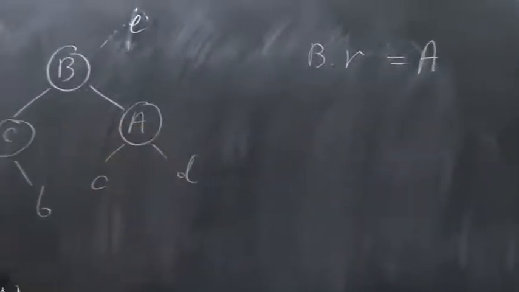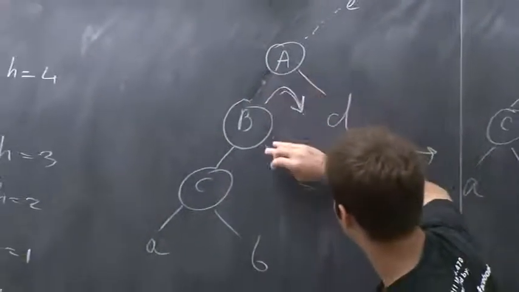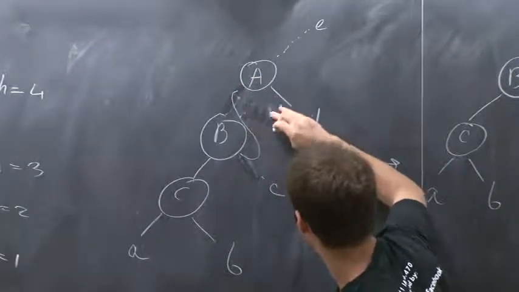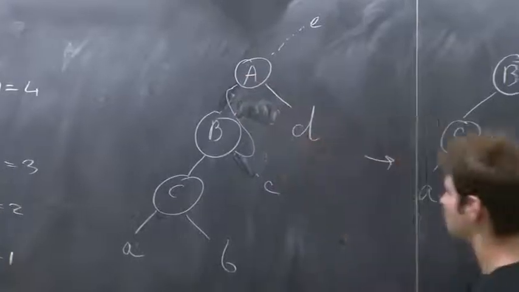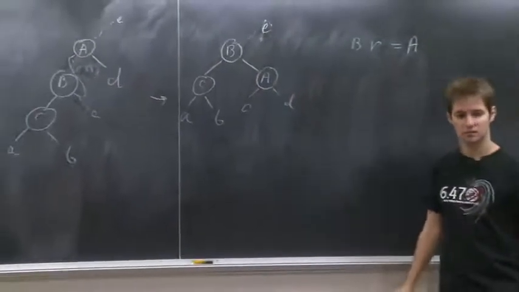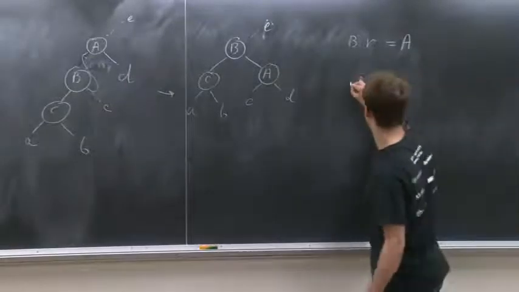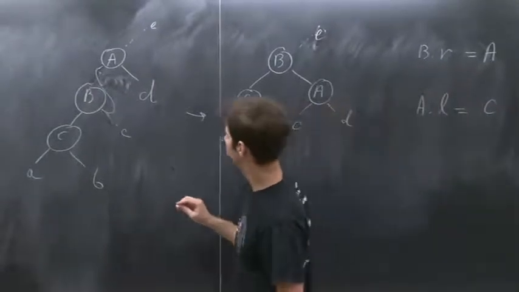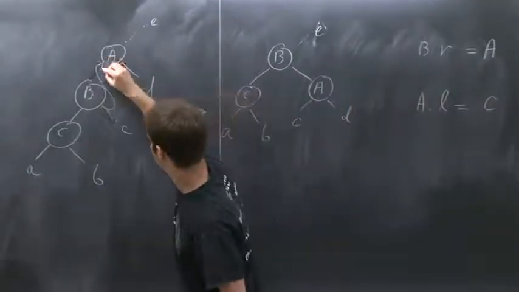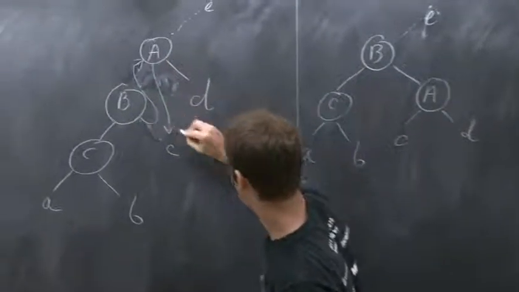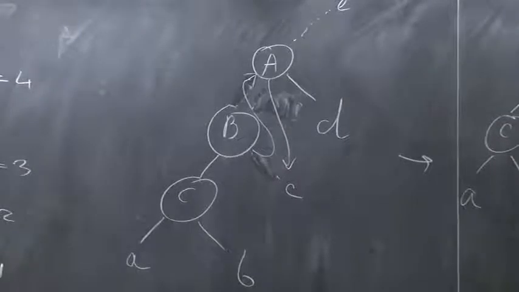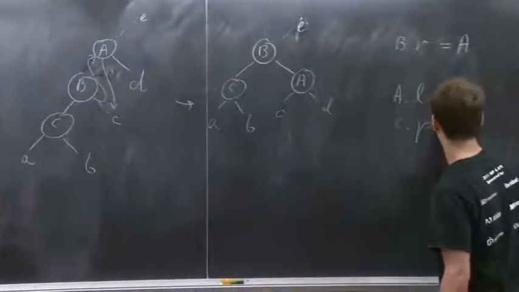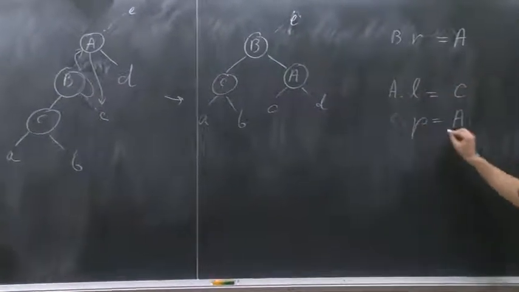So it's going to be like this. Let me erase this confusing arrow. And A's left child is C. A's left child is C. And C's parent is A. C's parent is A. Okay, very good. So I changed the child, then I changed the parent so that they would match up.